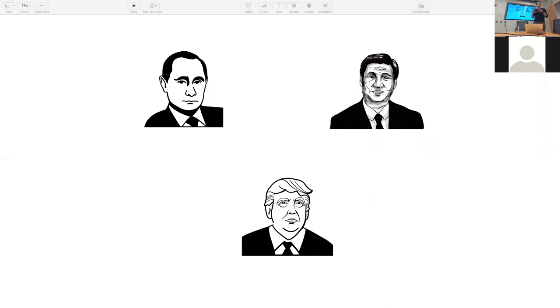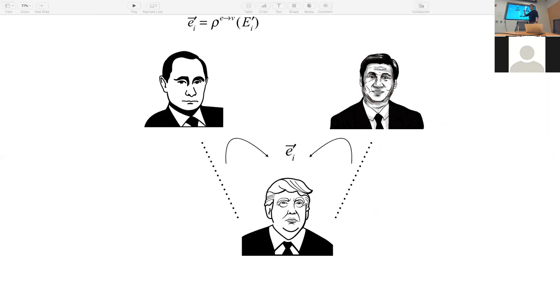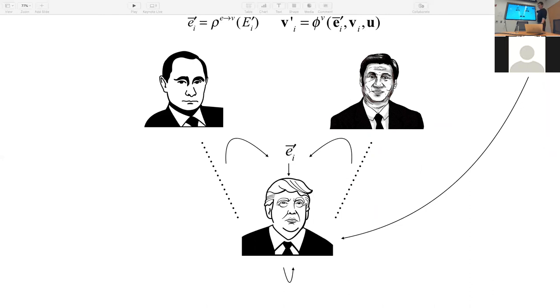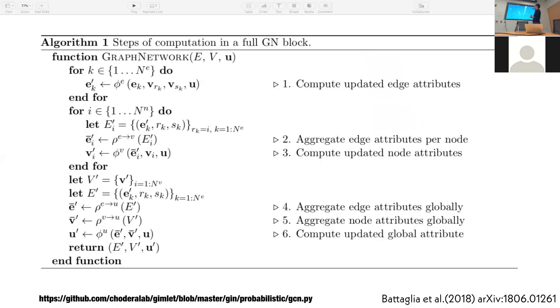So the first step is to update the edges, because normally in a social network, the relationship or bond between people is defined by those two people. You do not have a relationship first and then have two individuals as a result of that. So edges are updated, because this is a time-dependent model, by the edge itself, by the two vertices connected, and the global attribute. The second step is to aggregate all the edges connected to a node and update the node based on that, based on the node itself at the last time step, as well as the global attribute. And finally, you aggregate everything and update the global attribute. This is what it is if you want to express that in pseudocode.